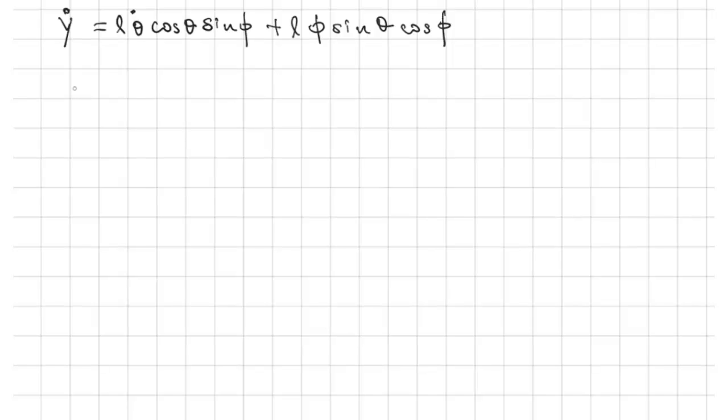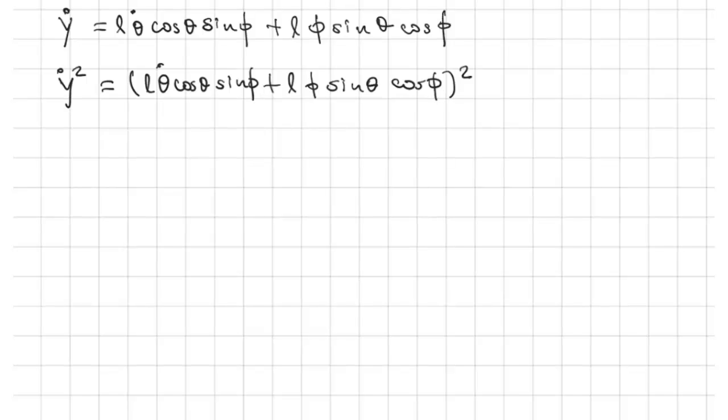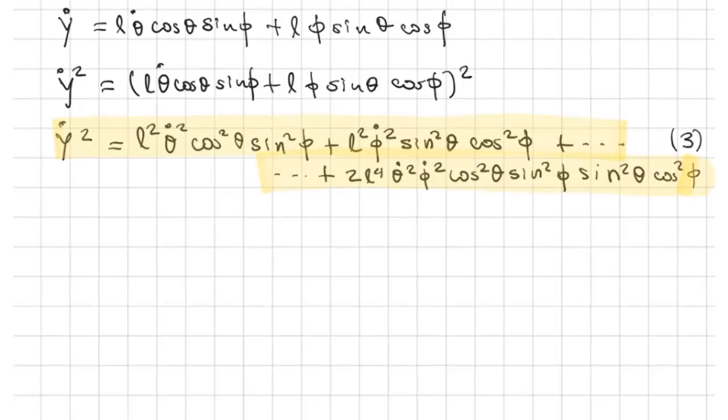Now we want to calculate the square of this expression, y dot square, and y dot square would be this expression. We do the same process as we did with x dot square, using the perfect square formula on this expression. When we do that, we get the following expression. Well, and this is equation number 3.